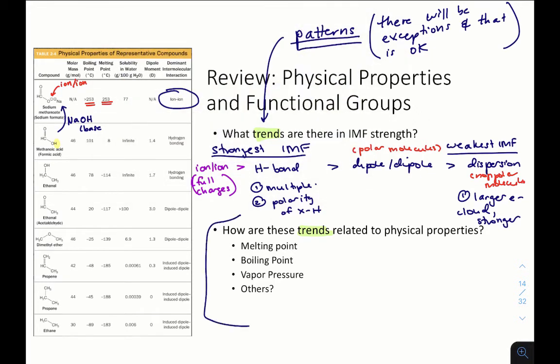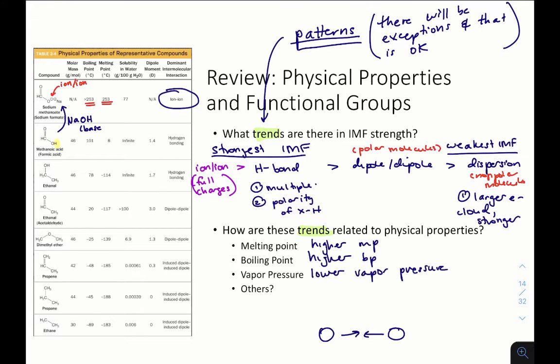How are these trends related to physical properties? Well, in general, the stronger the intermolecular forces of attraction are between two molecules of a substance, the higher the melting point, the higher the boiling point, the lower the vapor pressure, and what others?